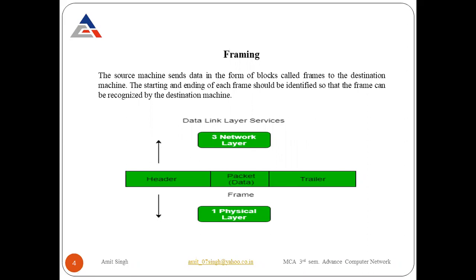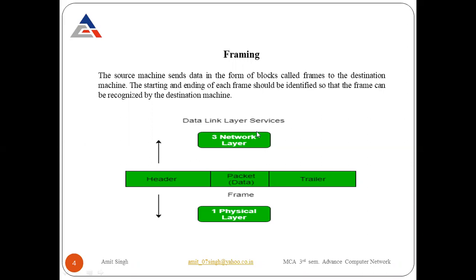The source machine sends data in the form of blocks called frames to the destination machine. The starting and the ending of each frame should be identified so that the frame can be recognized by the destination machine. So in the case of the data link layer, all the data that is transferred from sender to receiver can be sent in the form of frames, and we have a number of frames in which the data can be transmitted from one end to the other end.